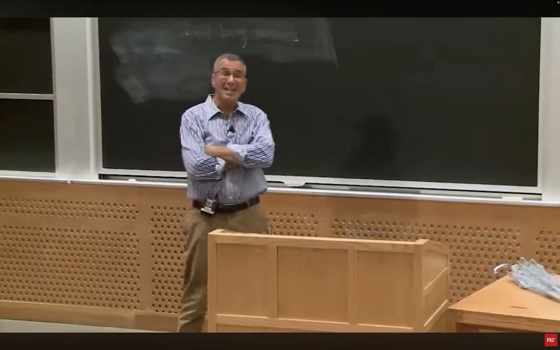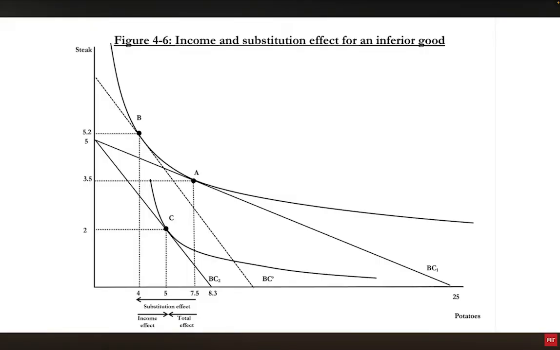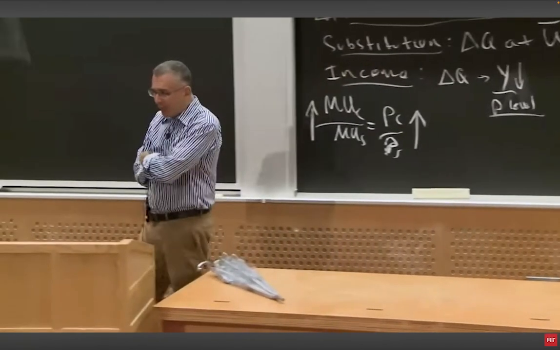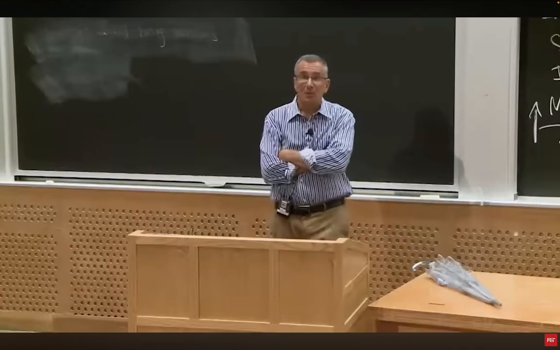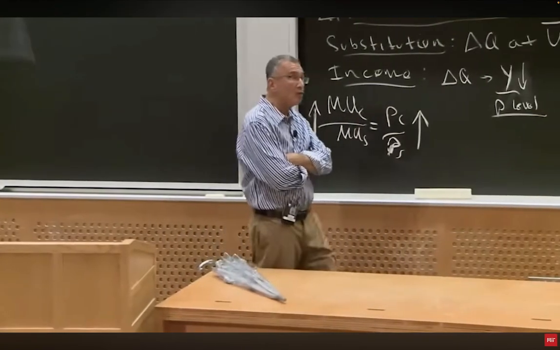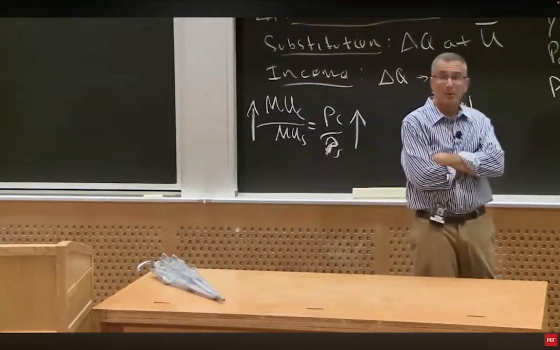What happens? Well, let's look at the income and substitution effects. The substitution effect we get by drawing an imaginary budget constraint, BC prime. What are the features of BC prime? It is parallel to the new budget constraint, but tangent to the old indifference curve. And so that puts us at point B. So the substitution effect lowers our demand for potatoes from 7.5 to 4. We knew it had to lower it. The substitution effect is unambiguously signed. The price went up, so you got to have fewer of them.